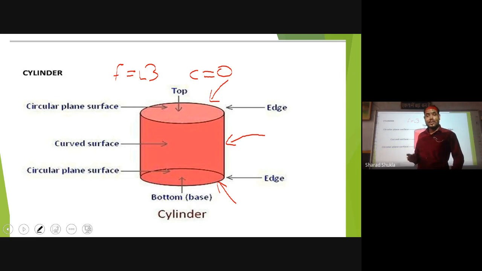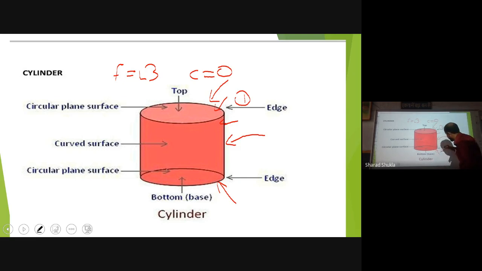edges. What is the definition of an edge? The definition of an edge says that it is where two faces meet. So please see that the circular face and the curved face make one edge. Here is the one edge. Next, the bottom part: the bottom face and the curved face both make one edge.